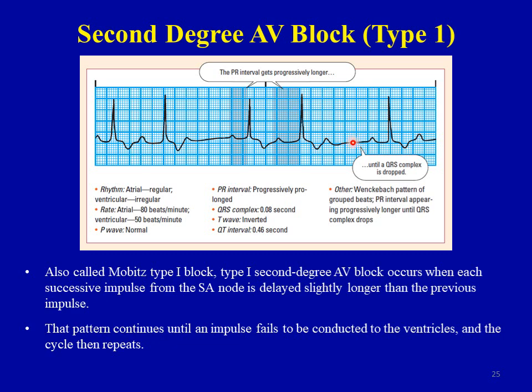Okay, so this is the difference. Please differentiate between this one and the sinus pause, because in the sinus pause the PQRS complex as a whole is missing, but here we can see a P wave but a missing QRS. So this is type 1 second degree AV block.